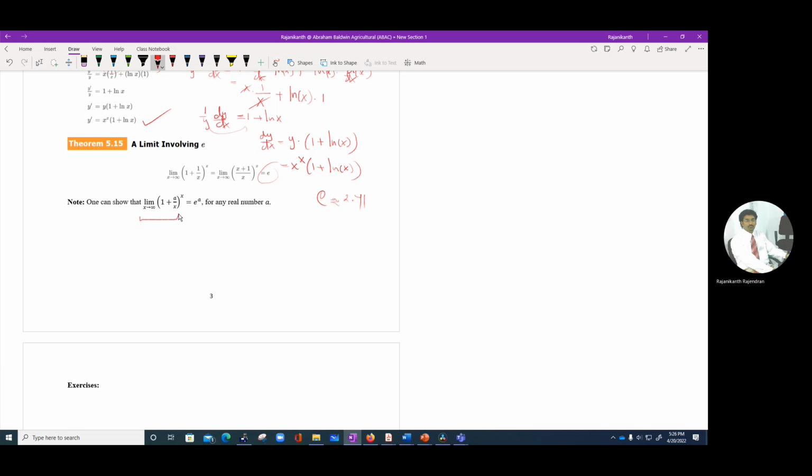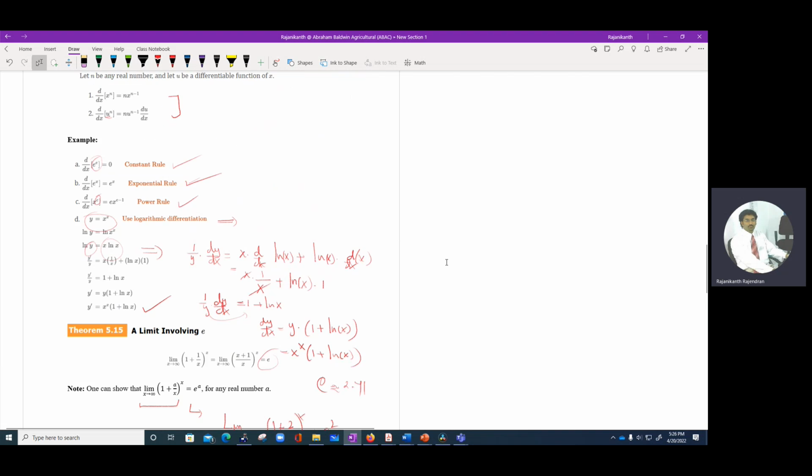So there is one more property. The limit as x goes to infinity of 1 plus a over x to the power x, where a could be any real number, even negative, is nothing but e to the power a. So this formula says, suppose you see a limit as x goes to infinity like this with 2 in it, now this is nothing but e to the power 2.